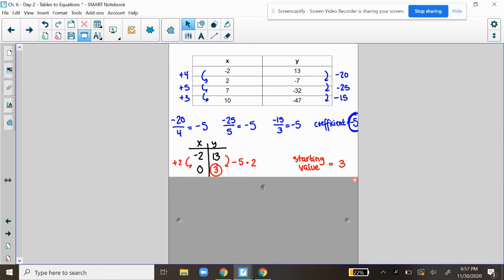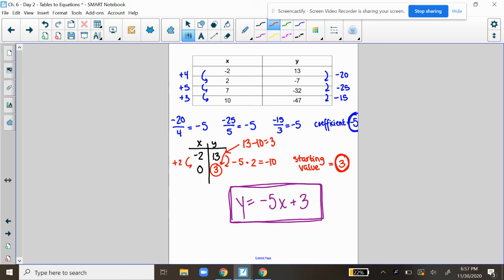This time, I decided to work forwards, thinking about my negative 2 to 0. When I did this, I'm skipping 2 steps. I know that for every 1 step, I'm going to subtract 5. But if this time I'm skipping 2 steps, I can do negative 5 times 2, which is going to get me to negative 10. So that means that in order to find the 3 here, I'm doing 13 minus 10, which is 3. So my starting value is 3. When I put this all together, my equation should be y equals negative 5x plus 3.